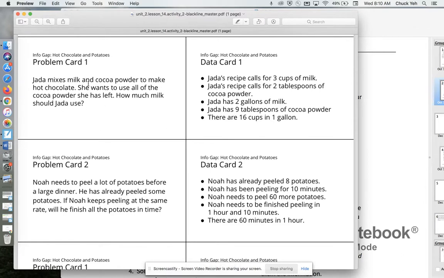So Jada mixes milk and cocoa powder to make hot chocolate. She wants to use all the cocoa powder she has left. How much milk should Jada use? Use the information here to figure out the answer. All right, and same thing for number 2. If you need to, you can unpause it and take a look at what I have, and then pause it and see if you can figure it out. Okay. All right. Good luck on this.